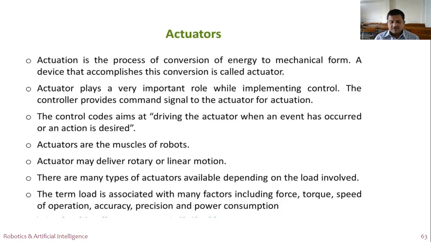Actuators are the muscles of robots. There are three main types of actuators available depending upon the load involved. The term load is associated with many factors including force, torque, speed of operation, accuracy, precision, and power transmission.